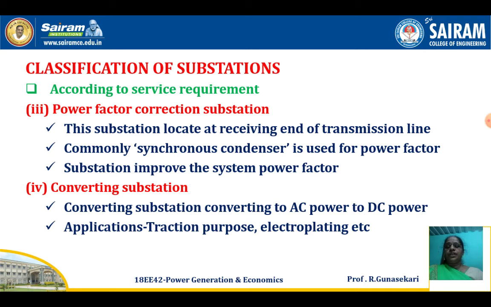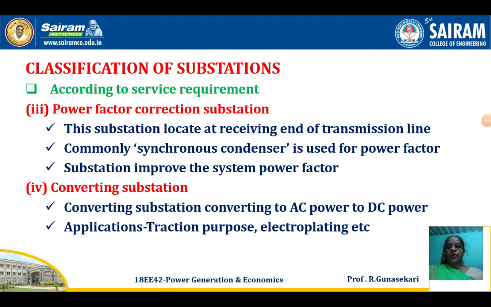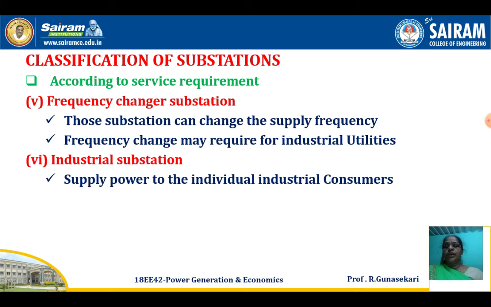Then next, the converting substation. The converting substation is used to convert AC power to DC power. The applications of the converting substation are electric traction purposes and electroplating. For these two purposes, we have to use this type of substation. Then next, according to the service requirement, another two more: the frequency changer substation, then the industrial substation.